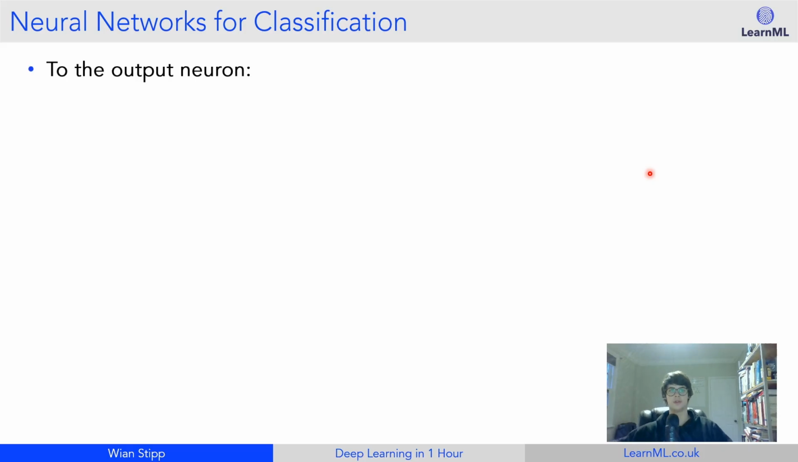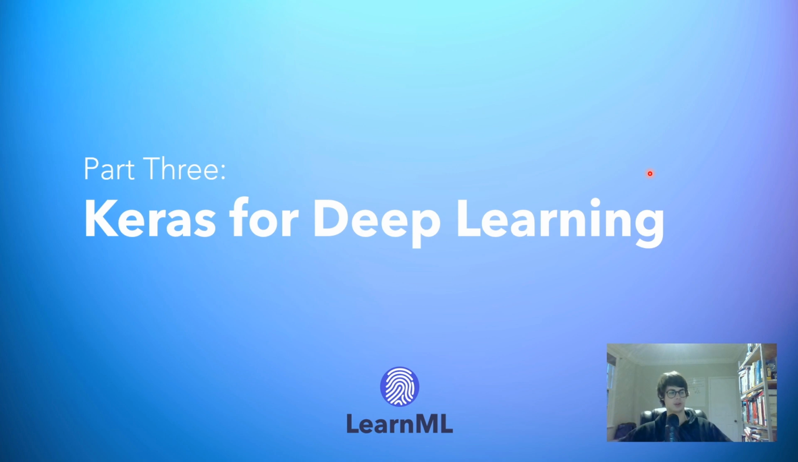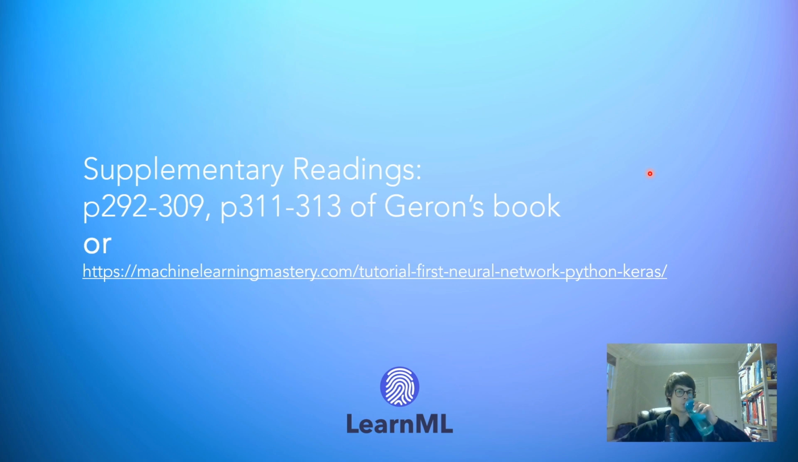Okay, neural networks for classification. In this part, we're going to cover how to build neural networks using Keras, which is built on top of TensorFlow. We'll talk more about that. After this section, you'll know how to build a neural network. It's quite exciting. In maybe 15 or 20 minutes, you'll know how to build a neural network. Here are the readings if you're interested.